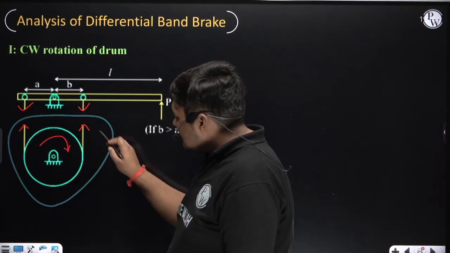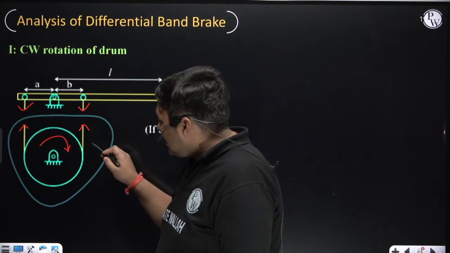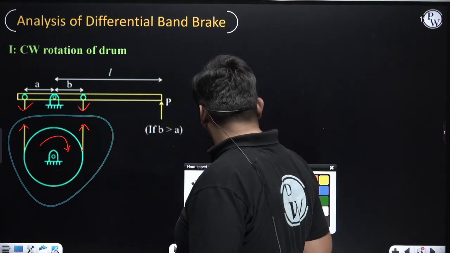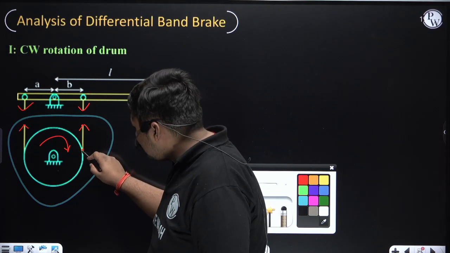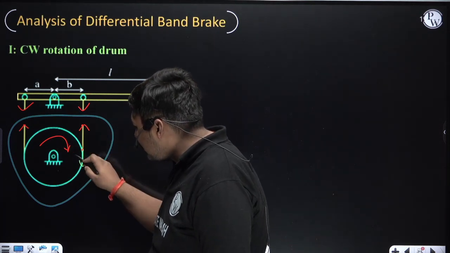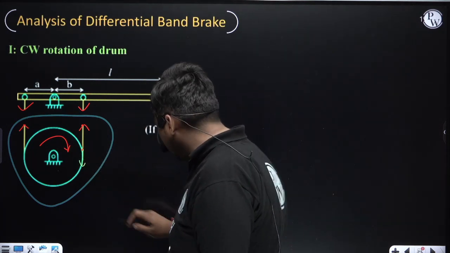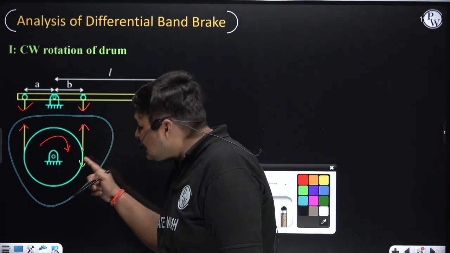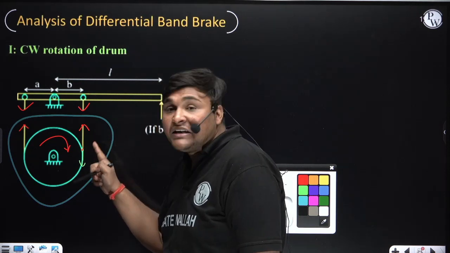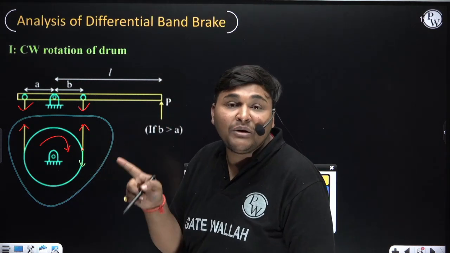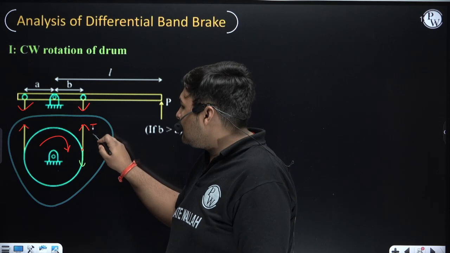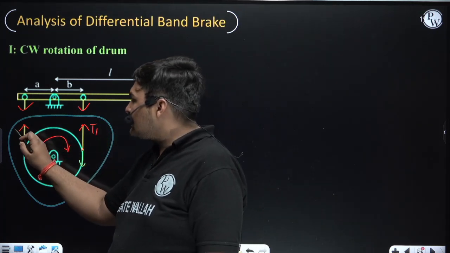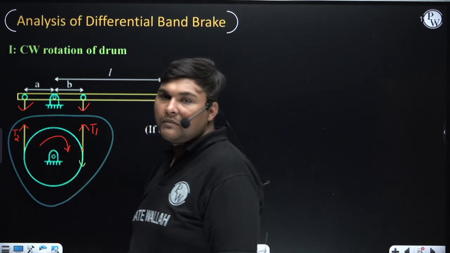Now suppose I am focusing on this side tension. This side band is attached with the drum at this location, so find the direction of velocity at this point. Since the drum is rotating clockwise, the direction of velocity of this point will be this. Now see that this side tension is opposite to the velocity, so this side will be the tight side, of tension T1, and the other side will be the slack side, the side of tension T2.